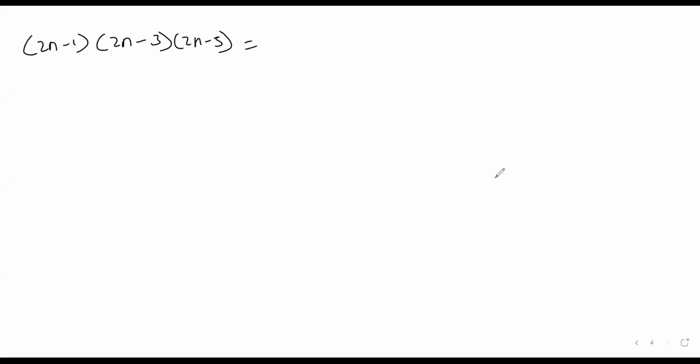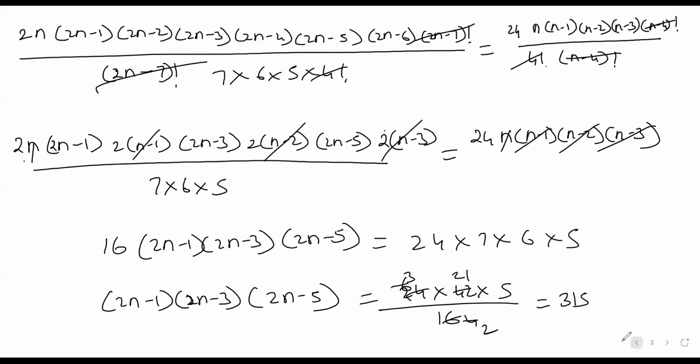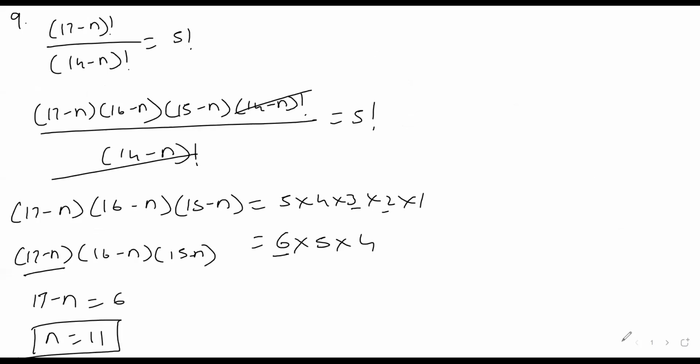Yes, and 315 is actually 5 into 7 into 9. Or I'll write it like this: 9 into 7 into 5. This is the bigger number. So 2n minus 1 is equal to 9. 2n is equal to 10. n is equal to 5.